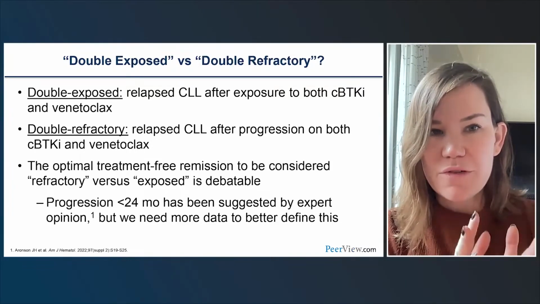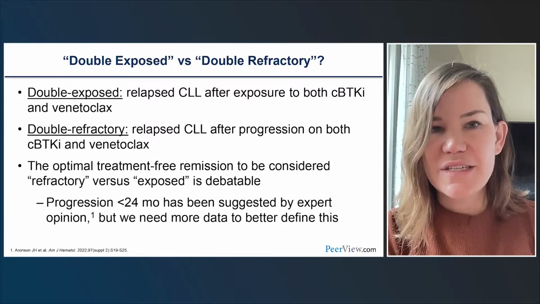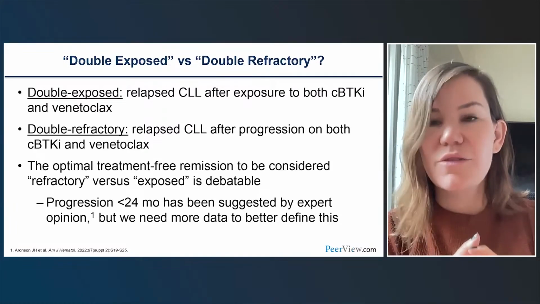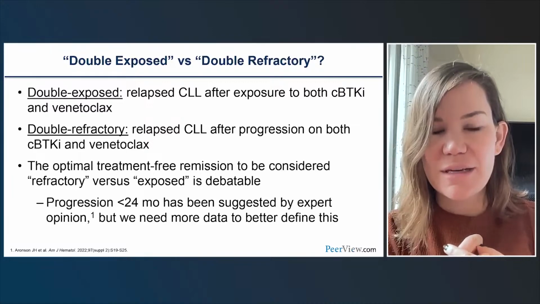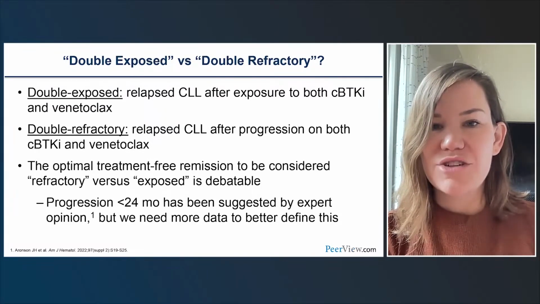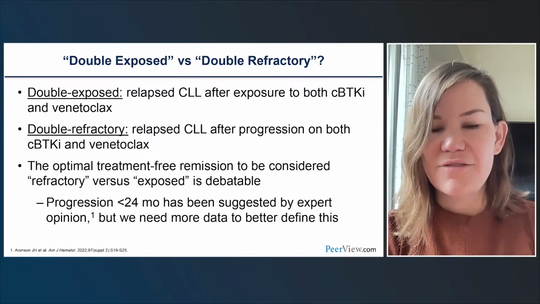But double exposed is the term we use when patients have relapsed CLL after exposure to at least both a covalent BTKI and venetoclax. And then double refractory is the term we use when they've relapsed after progression on the BTKI and venetoclax.